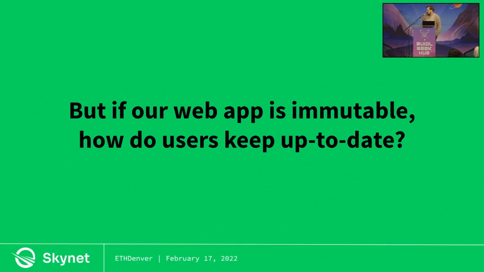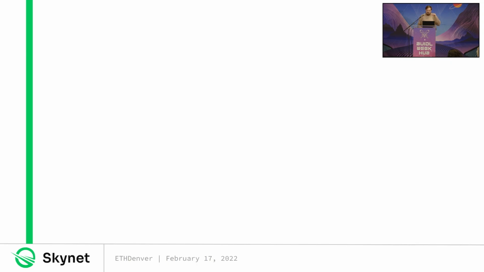I hope to not bore the non-developers in the room, but I'm sure some of you, your minds are already racing. If our web app is immutable, if we can't update those things, how are we going to get our users on the latest version of the app? We update our apps all the time. Well, for that, I have a story here.